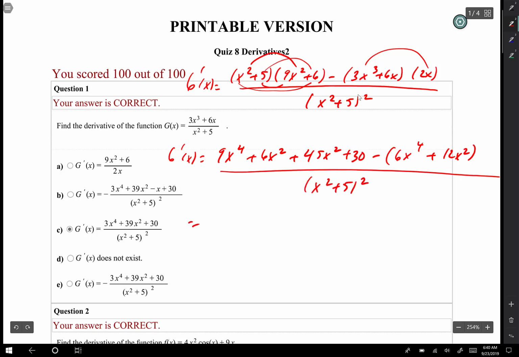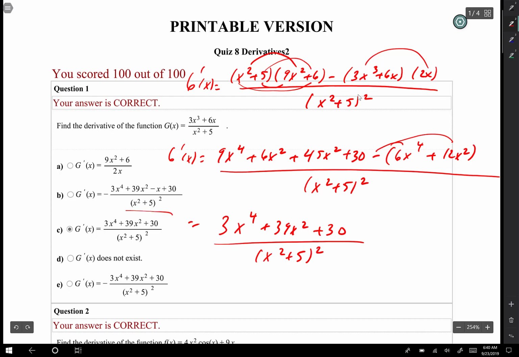So again, distributing this negative here, we get 9x to the 4th minus 6x to the 4th, so that's going to give me 3x to the 4th. Then I see 45 plus 6, that's 51, but then I'm going to subtract 12. So 51, 41, 40, 39. So that's 39x squared. And finally that 30, all over the bottom squared. And there it is.